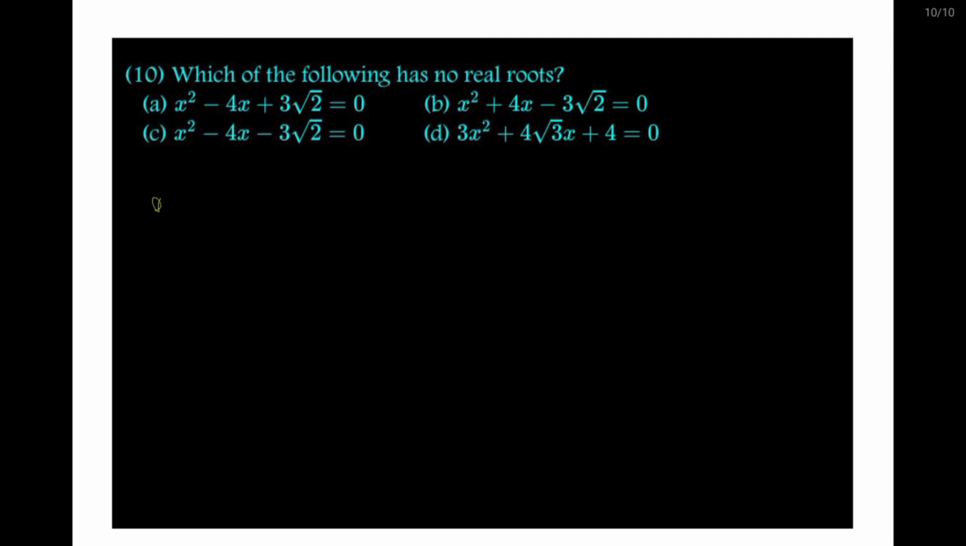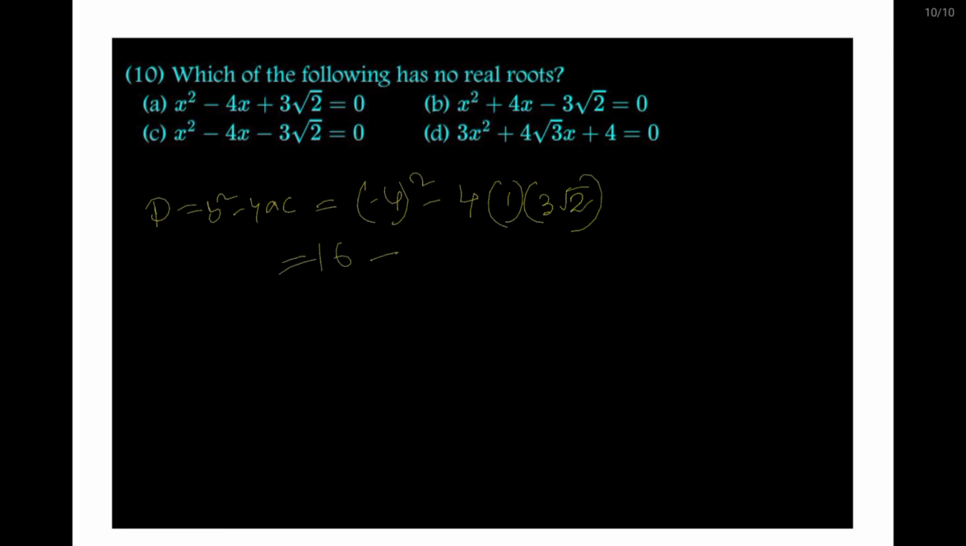So let's find the discriminant of the first one. So D is equal to b square minus 4ac, and here b is, you can see, minus 4, and a is 1, here it is 1, and c is this quantity, and c is 3 root 2. Okay, so it will be 16 minus 4 3s are 12 into root 2, that is 12 root 2.